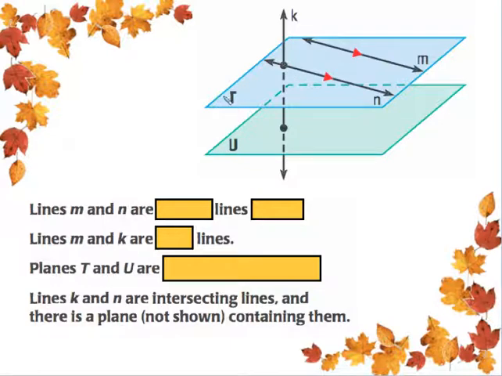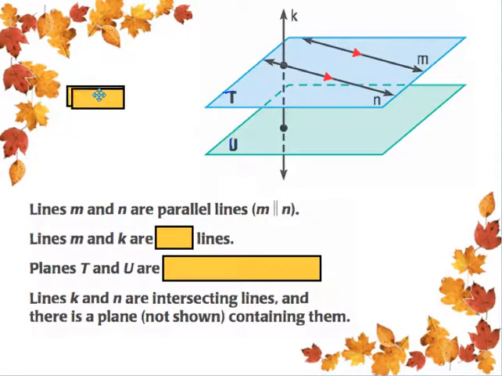Okay, so M and N, they're on the same plane. They're both on plane T. This is a T. This is a U. So since they're on the same plane, they are parallel lines, and this is how you'd write that. Sometimes I put the line slanted, like line M is parallel to line N, like that.